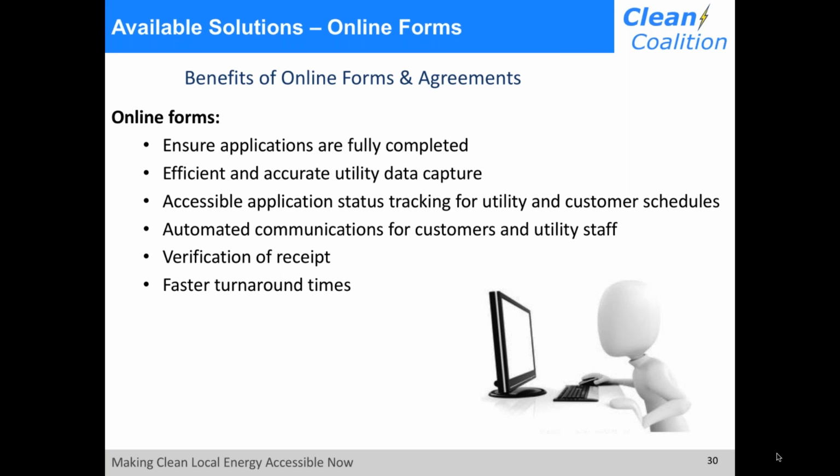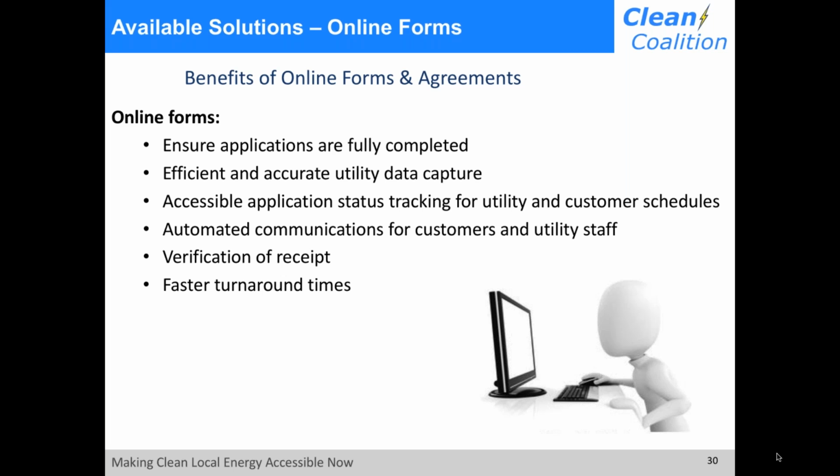Online forms support this. They ensure applications are fully completed, guiding applicants when information is missing. They provide efficient and accurate utility data capture and data transfer to subsequent forms and agreements, and database integration for analysis and reporting.